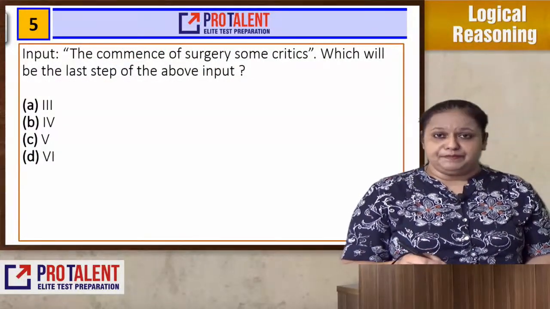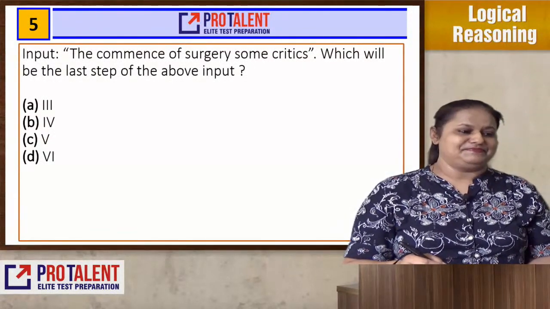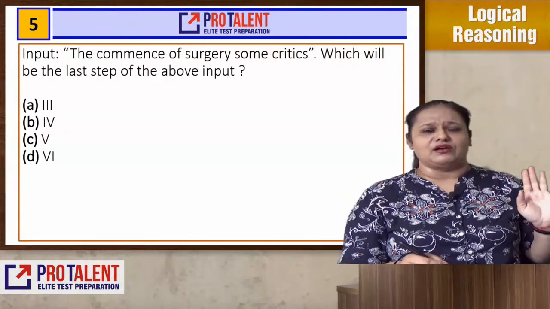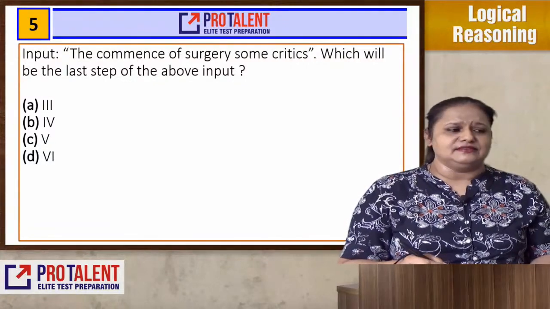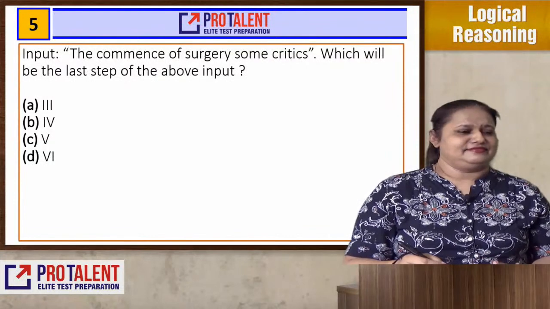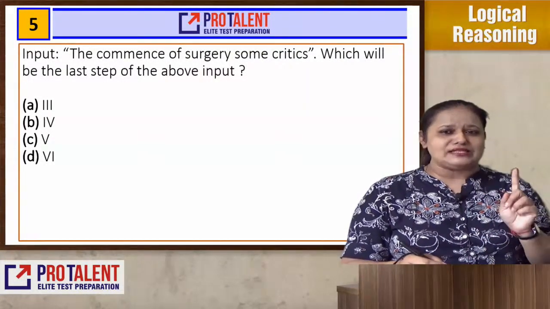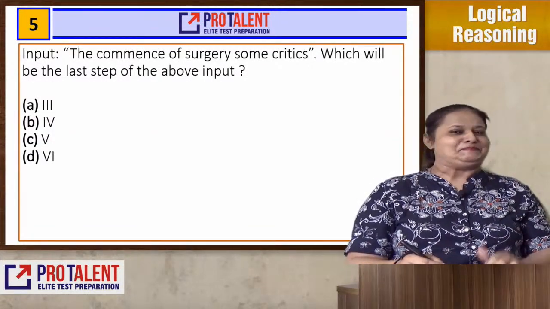If this is the input, which will be the last step of the above input? Jessing, it's only you whose brain starts spinning a lot, right? You do a lot of mental exercise. I think that's needed, huh? Yes, question number 5. And Jessing, especially for you, I have brought one set in which your brain is actually going to spin. Challenge.